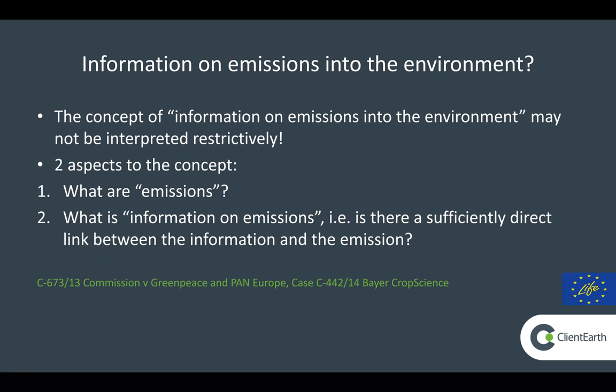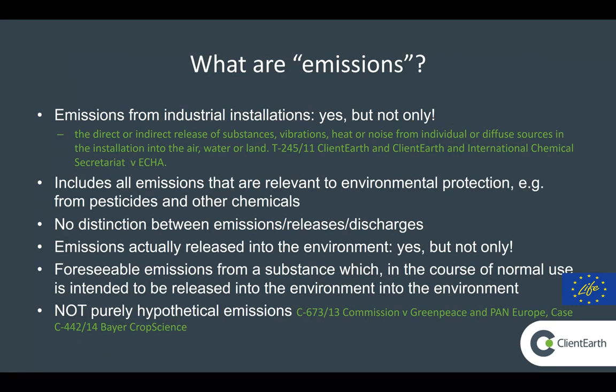So the court clarified that there are two aspects to the concept. The first one is, what are emissions? And the second one is, what is a piece of information on an emission, i.e. is there a sufficiently direct link between the information and the emission? At least this is how the court itself tackled defining the concept. So first of all, what is an emission? As I said before, it had already been confirmed in the case law that it definitely included emissions from industrial installations. But the cases on glyphosate from November 2016 also clarified that these are not the only emissions that are relevant. The concept includes all emissions that are relevant to environmental protection. So this definitely includes emissions from pesticides and other chemicals.